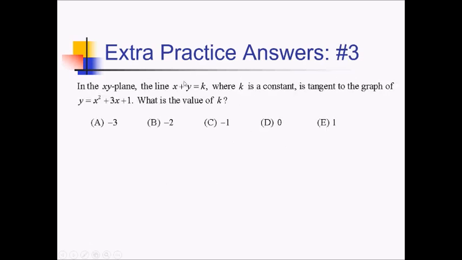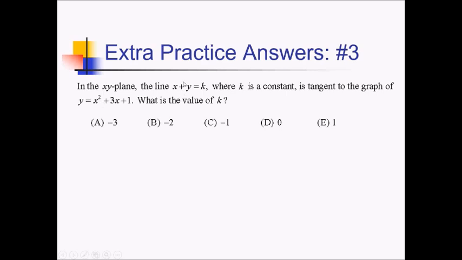For this problem, we have this line x plus y equals k, where k is a constant, tangent to the graph of this parabola here. We want to know the value of k. Well, if we're trying to figure out where this thing is tangent to this thing, it'd be helpful to know the derivatives of these things.